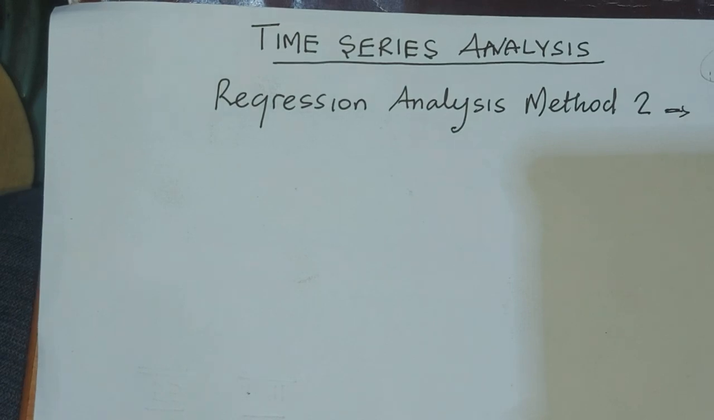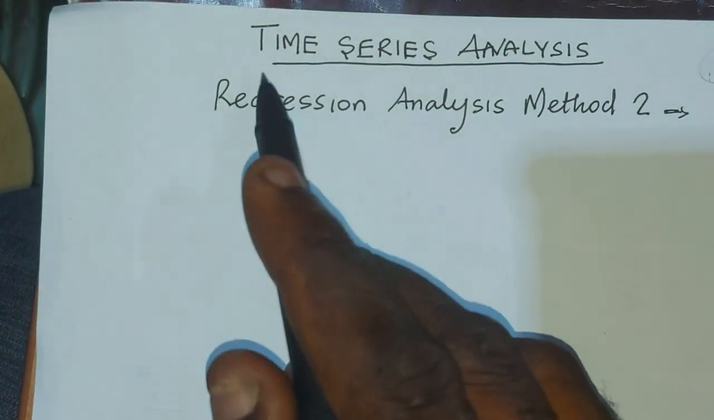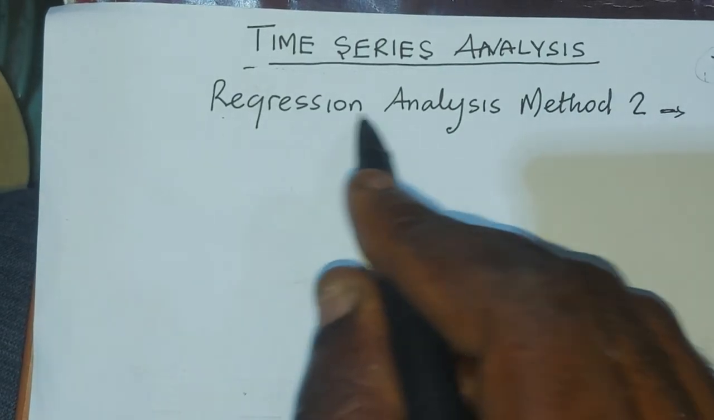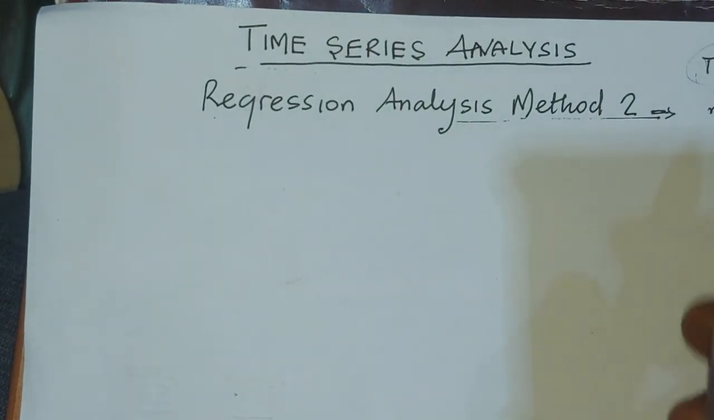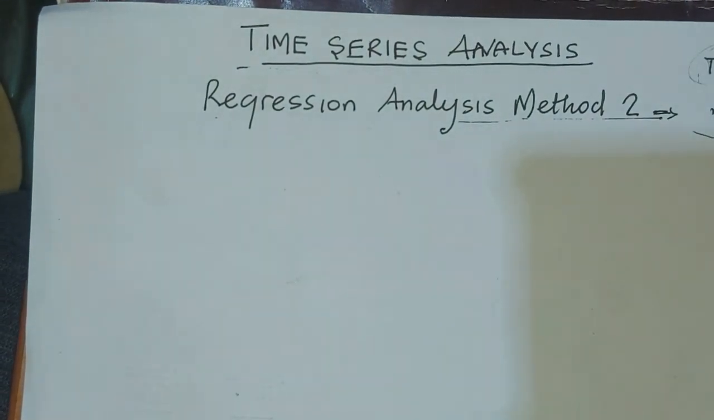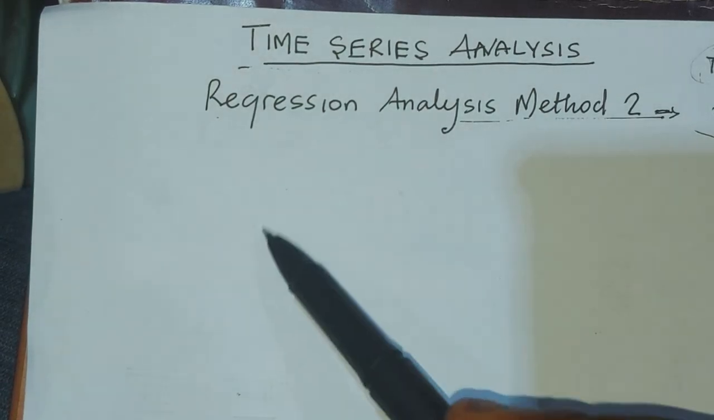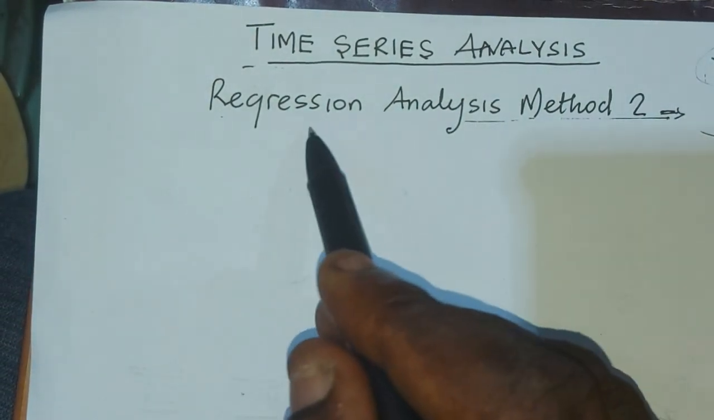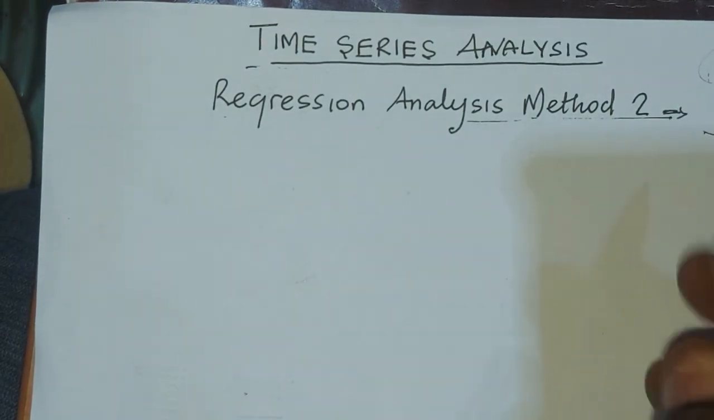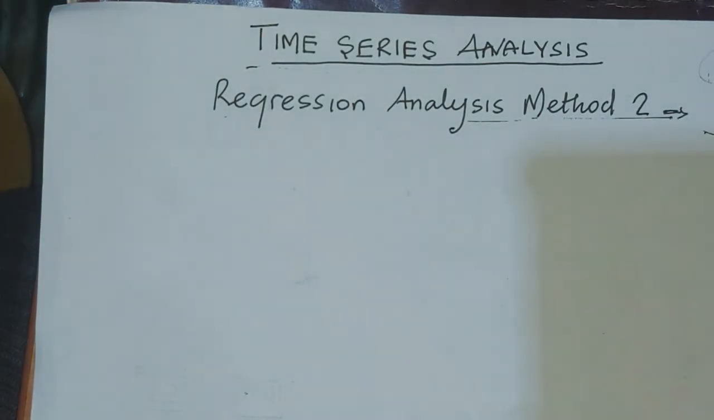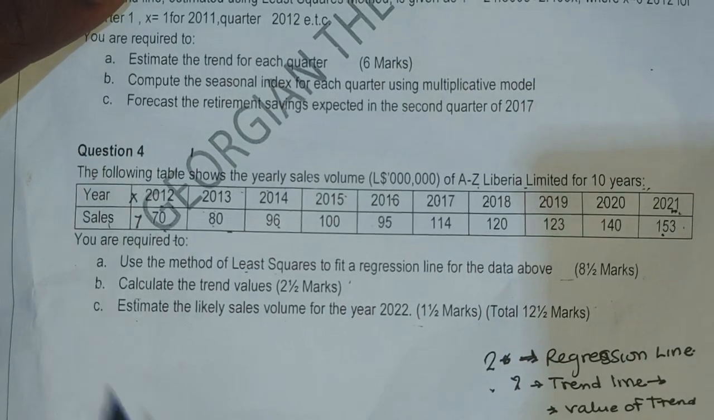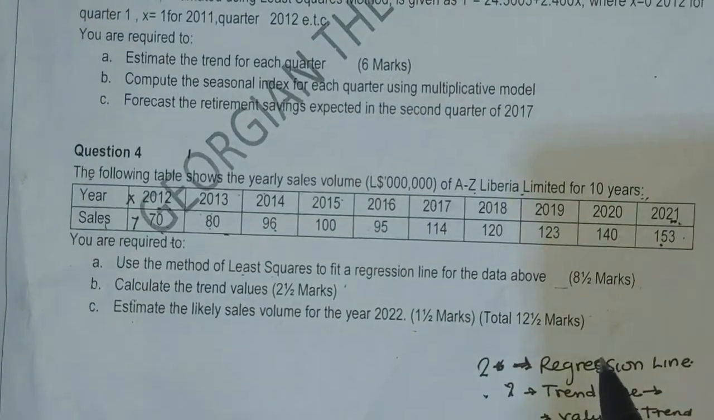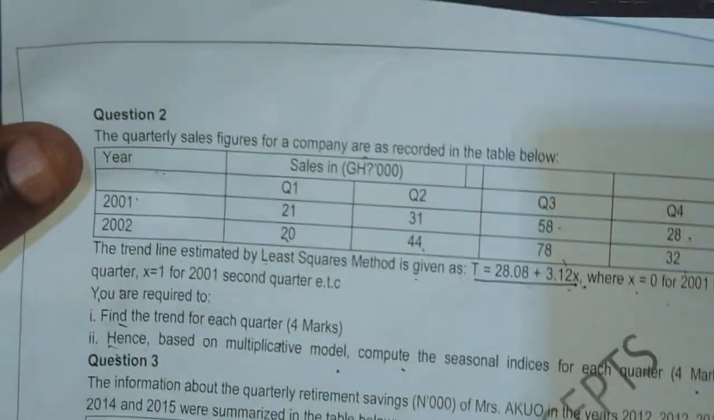Thank you. Alright, in this video we are going to continue with the concept of time series analysis 2. That is the regression analysis method where the trend line is not given. So before you continue with this video, please try to watch my last video, using a question where the trend line is given. But in this case, we are going to solve a question where the trend line is not given. Okay. Let's go back to that previous question to show you.